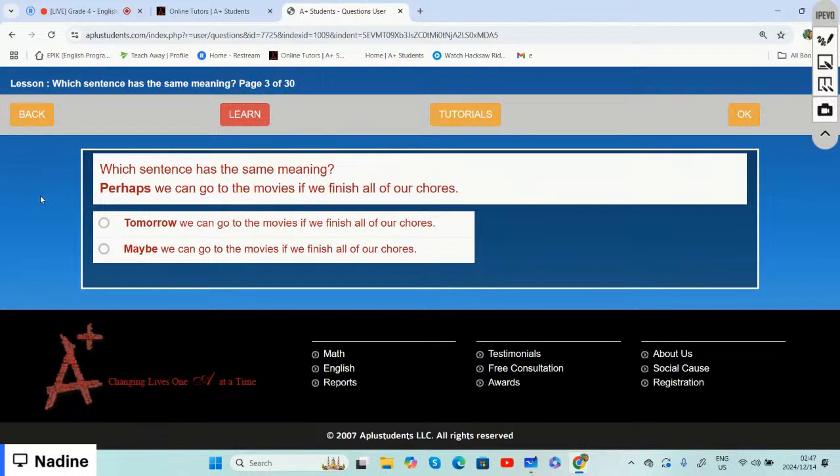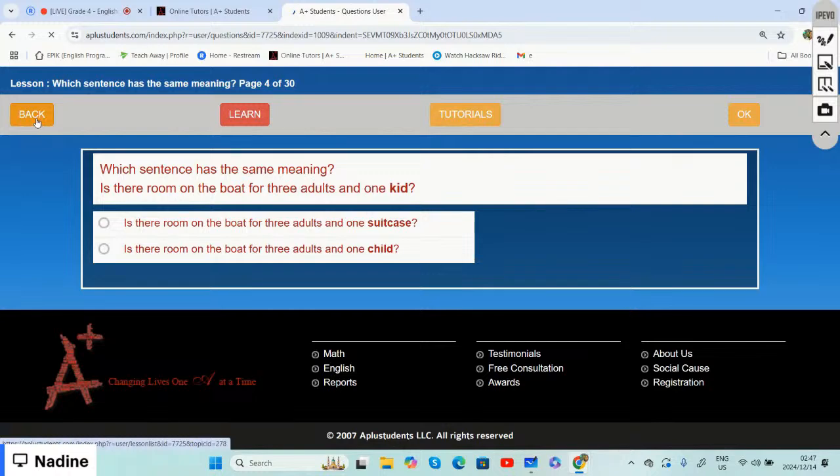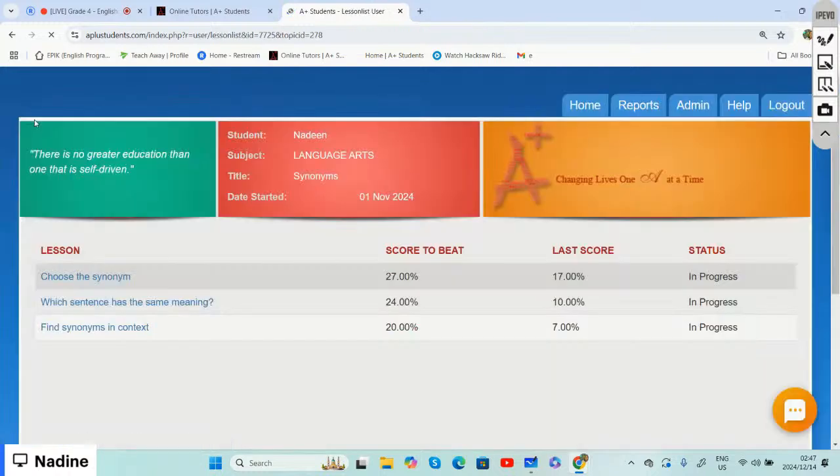And if we were to choose the correct option, then yes, we would say maybe, option two, we can go to the movies if we finish all our chores. So well done. All right, so this is now the end of our lesson on synonyms. We said synonyms are words with the same meaning, or words with almost the same meaning. So even if we were to have sentences and we were to replace a word with its synonym, that sentence would still be the same.